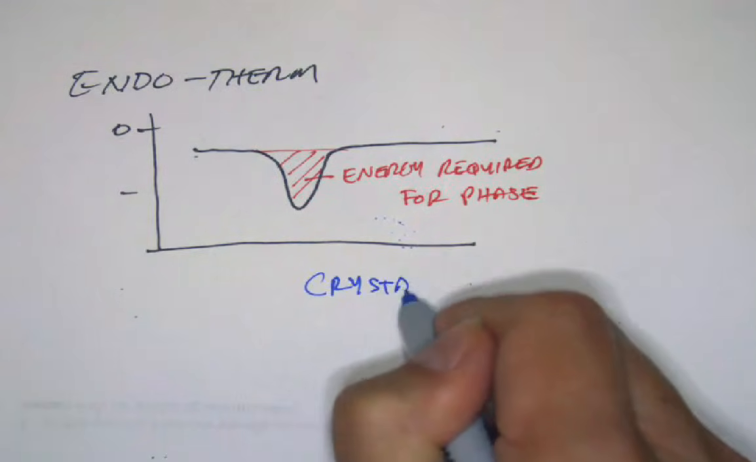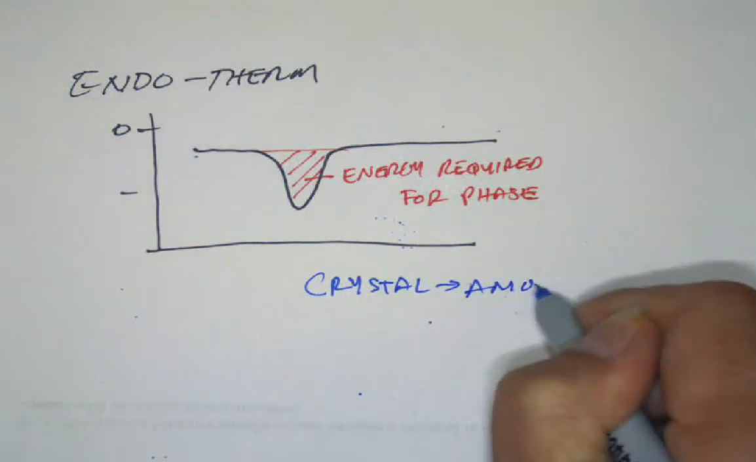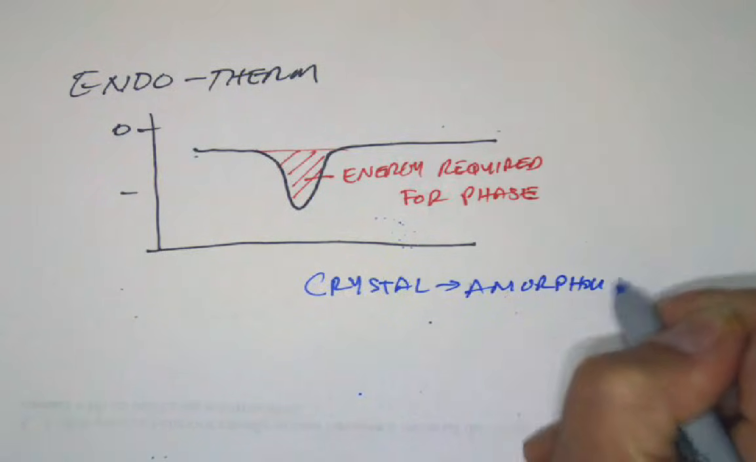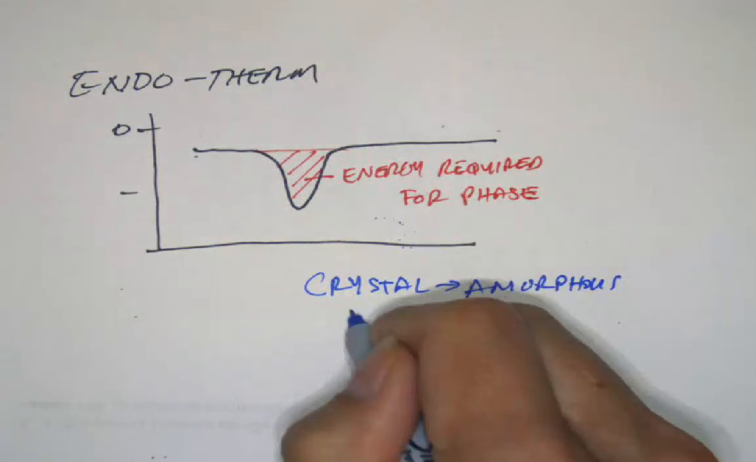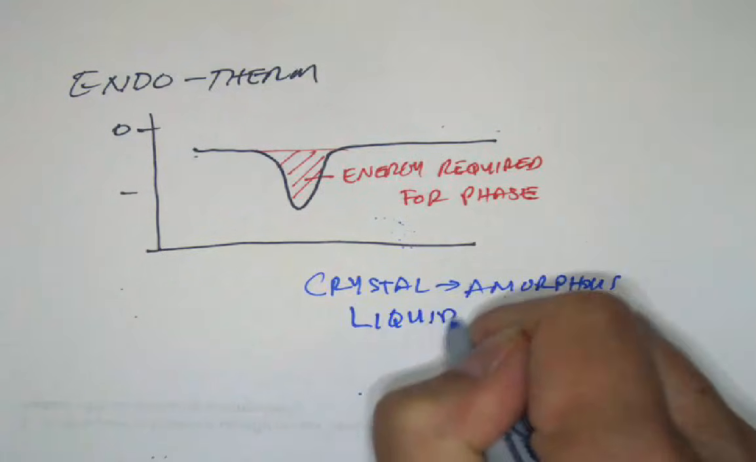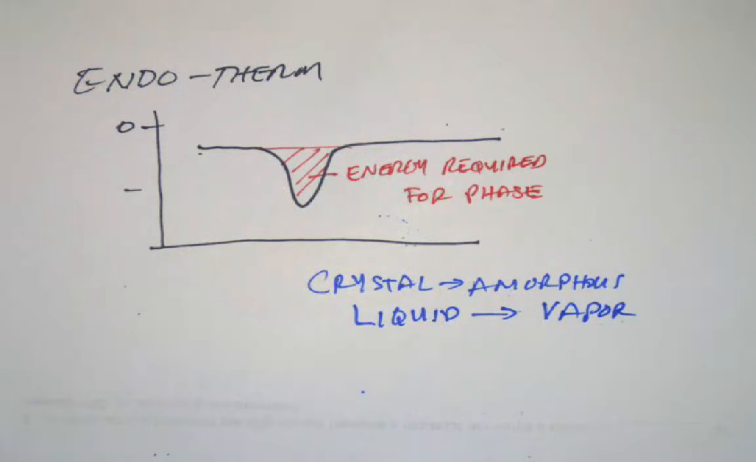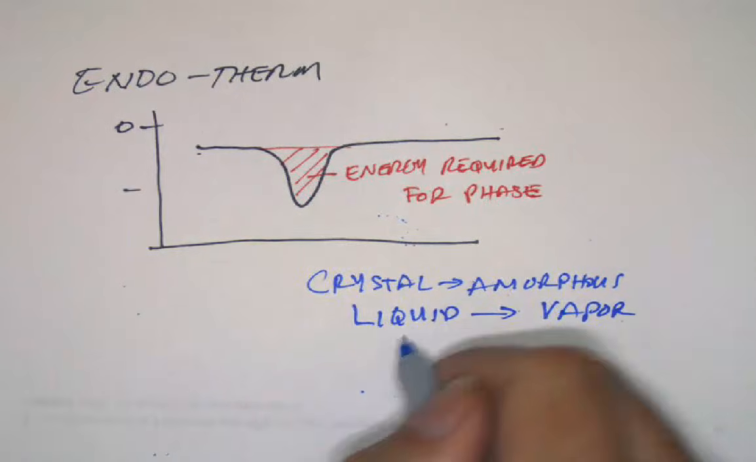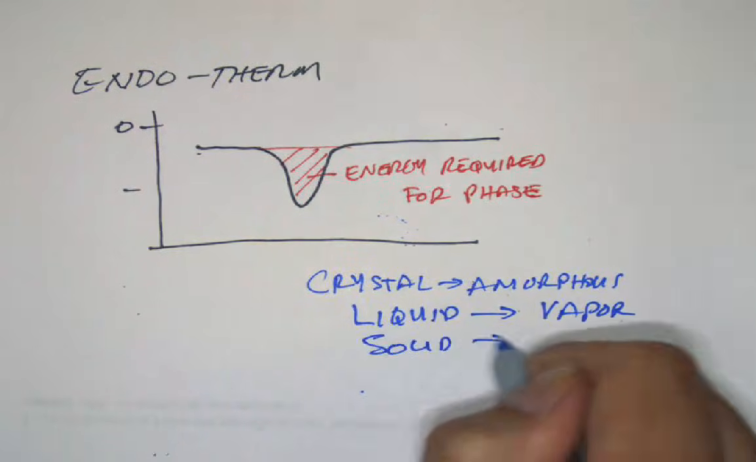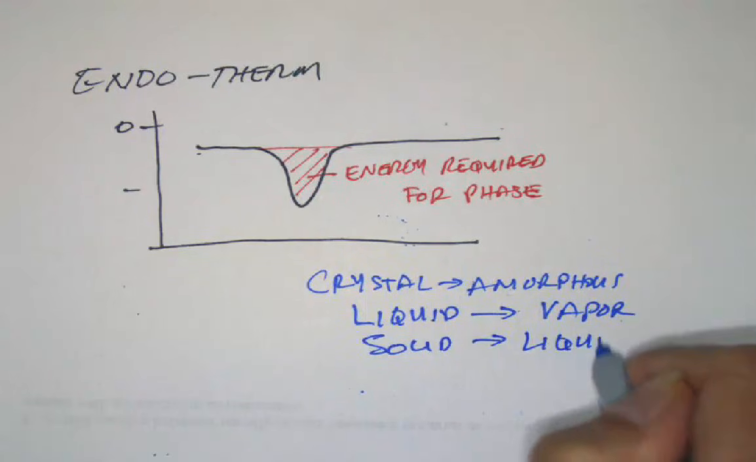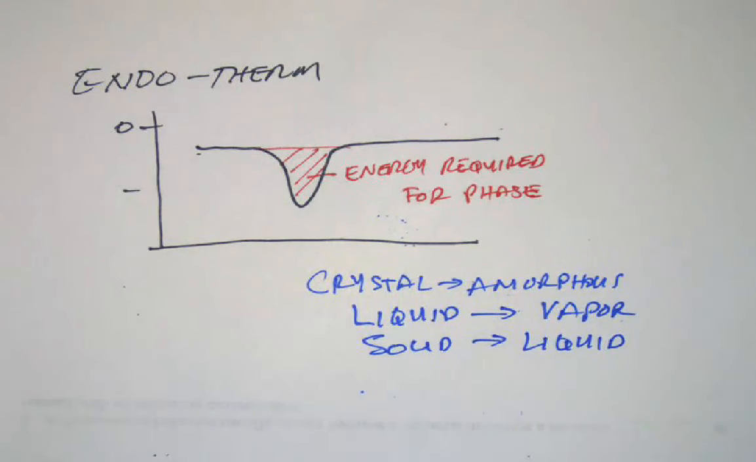The phase changes that are possible would be crystalline to amorphous, so this is melting, could be occurring. You could have a liquid in the sample that's going to a vapor, and so this is the heat of vaporization that you learned about in chemistry. And you could obviously have solid going to liquid, which you did in your metal, or you will do in the lab in the metal samples as you melt them.